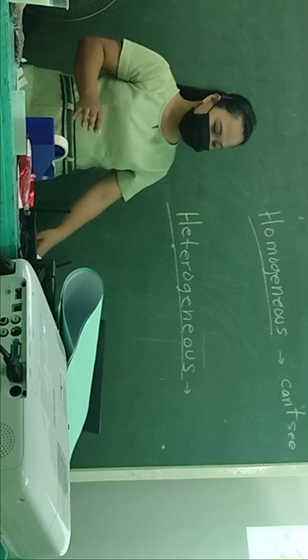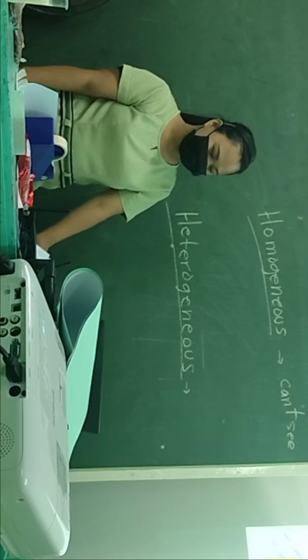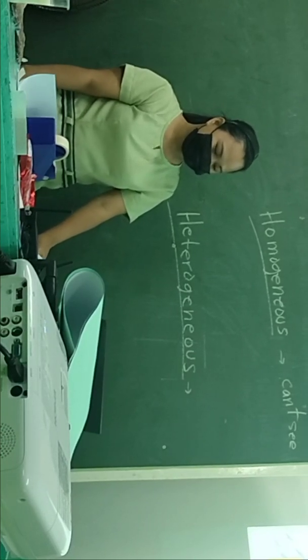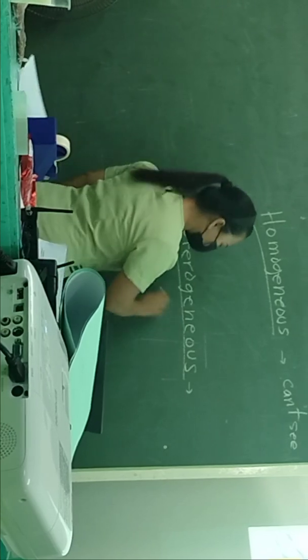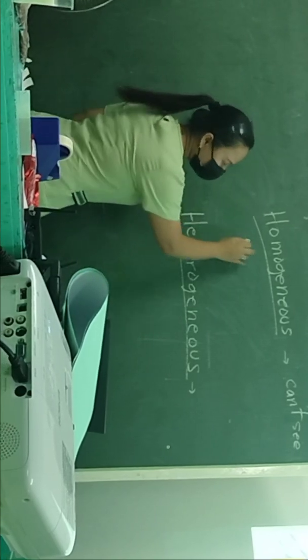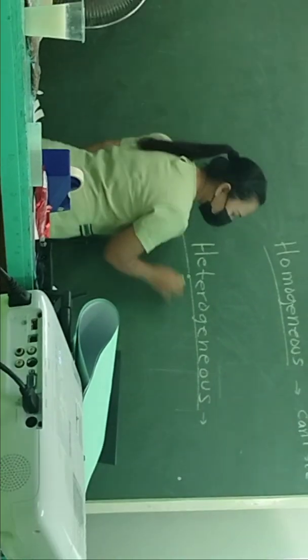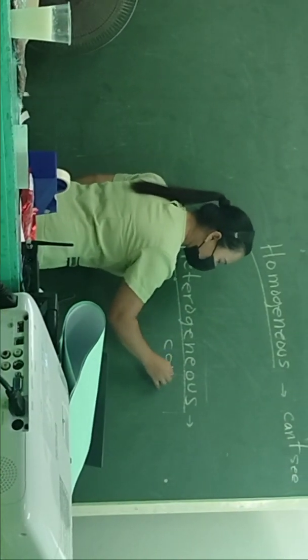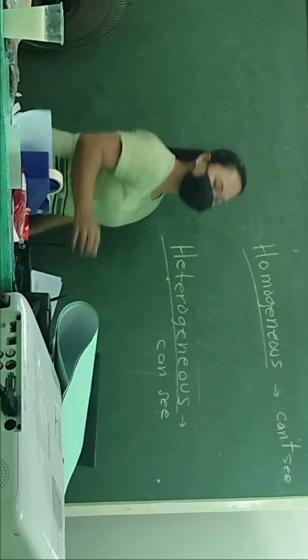We can see the particles. It's a mixture which is non-uniform. Yes, take note of this word, children: homogeneous, we cannot see the particles, while the heterogeneous, we can still see the particles.